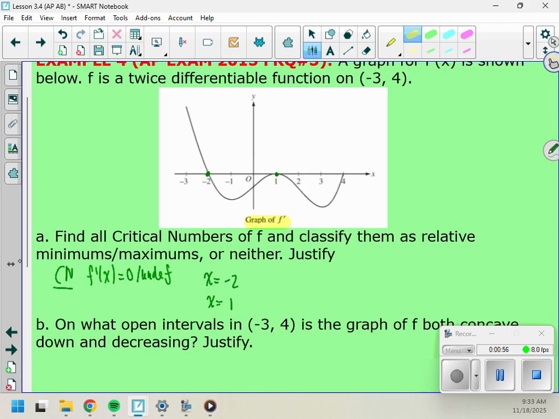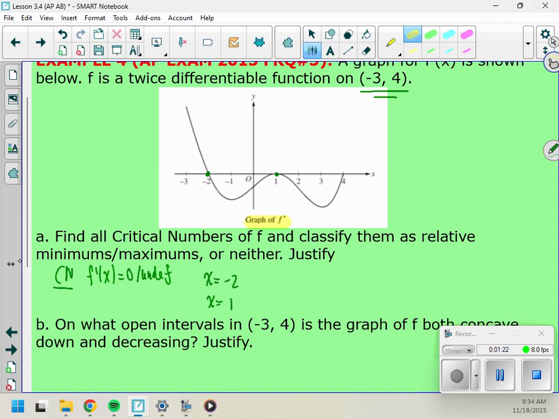We will not count x equals 4 because while it is a critical number, you're equaling 0, you won't be able to figure out if it's a relative min or a max necessarily. Okay, so we will always exclude those endpoints. And plus it tells me that we're differentiable only on the open interval, so we really don't know what's happening at 4 at the end there, okay?